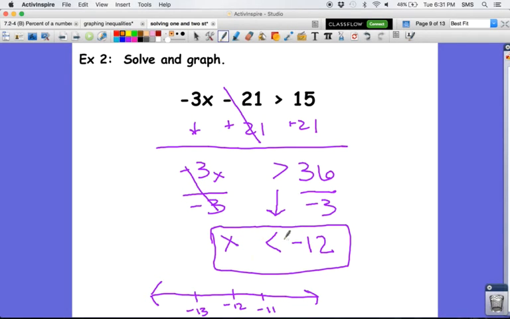I'm going to look at my symbol. Because it's less than and it's not less than or equal to, there's no or equal to symbol. I use an open circle because negative 12 is not part of the solution. If I plug in negative 12, it's not true. And because x is less than negative 12, I'm going to shade to the left. Okay, and there would be a graph for that.